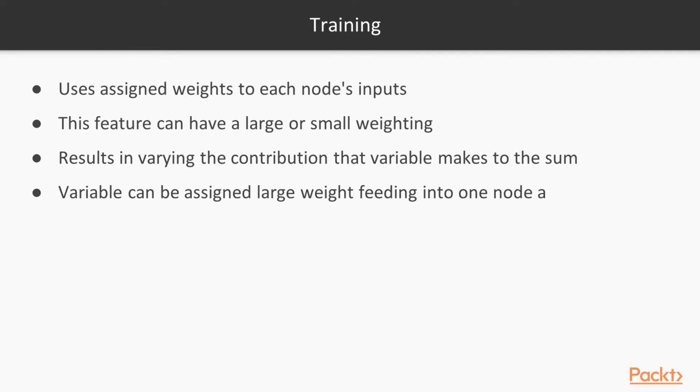If all the nodes work the same way, or at least produce the same result, 0 or 1, how does the network differentiate between classes? It uses assigned weights to each node's inputs. This is a feature or variable in the data that can have a large or small weighting, which then results in varying the contribution that the variable or feature makes to the sum in any node.